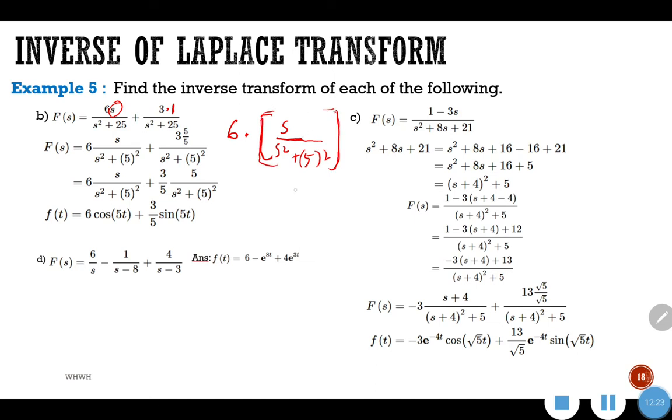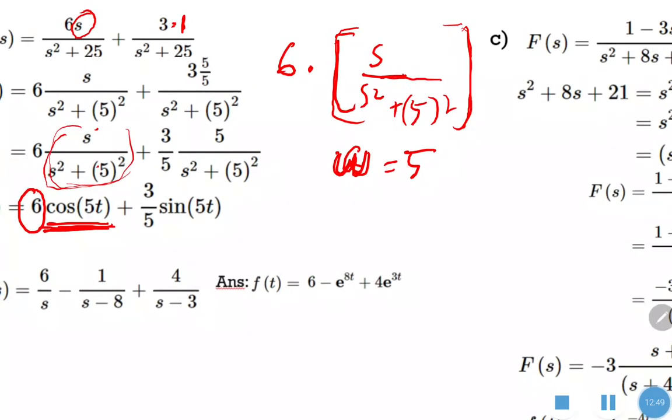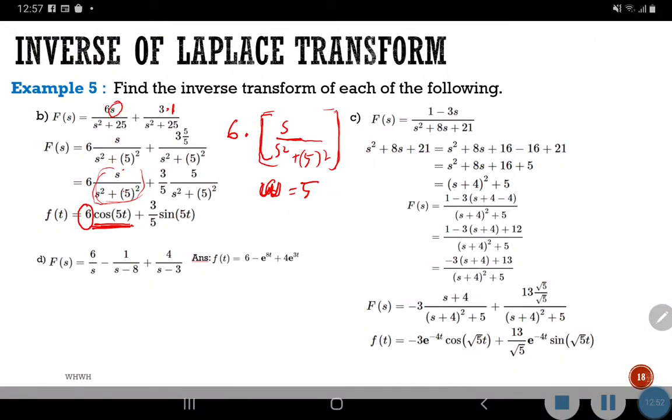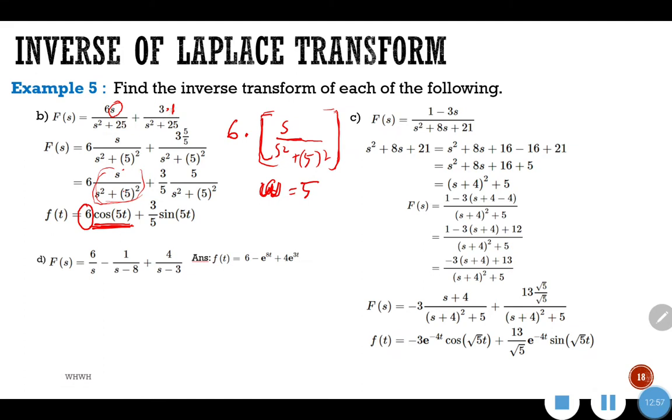And you can figure out that the omega in the a is 5. So from here, you already have s over s square plus omega, with omega being 5. First term settled, the 6 can be put outside. So this inverse transform is cos 5t. Okay, cos 5t.